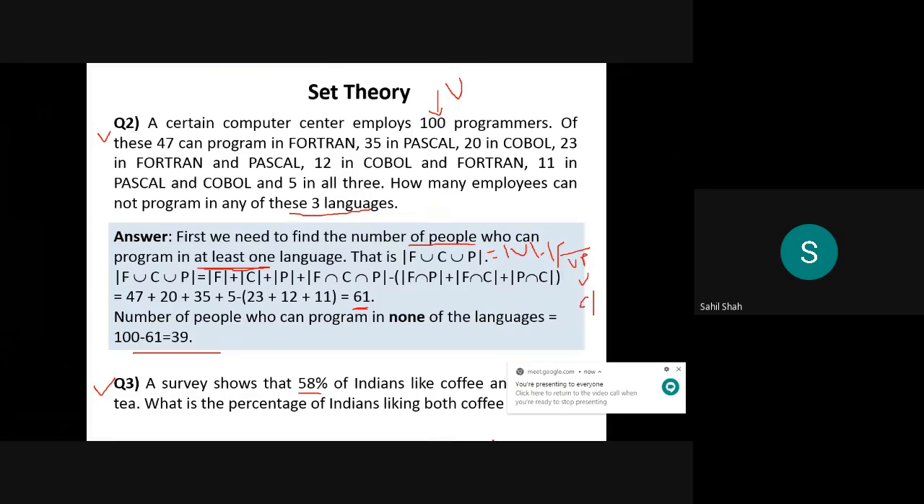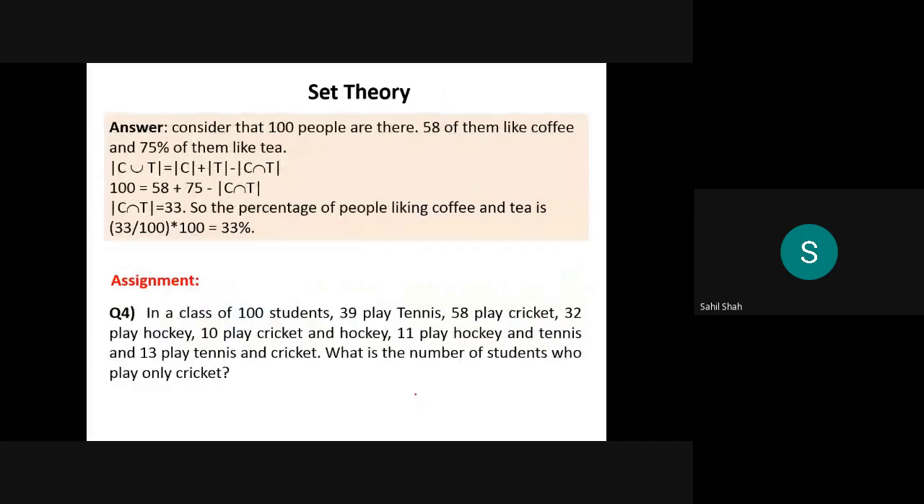Let me check whether your answer is coming 33%. Yes, 33%. All are correct. Consider that 100 people are there. So 58 like coffee and 75 like tea. We put in all the values and find this C intersection T, which comes out to be 33. Again we put the percentage symbol: 33 upon 100 into 100 comes out to be 33%. This is for you again.